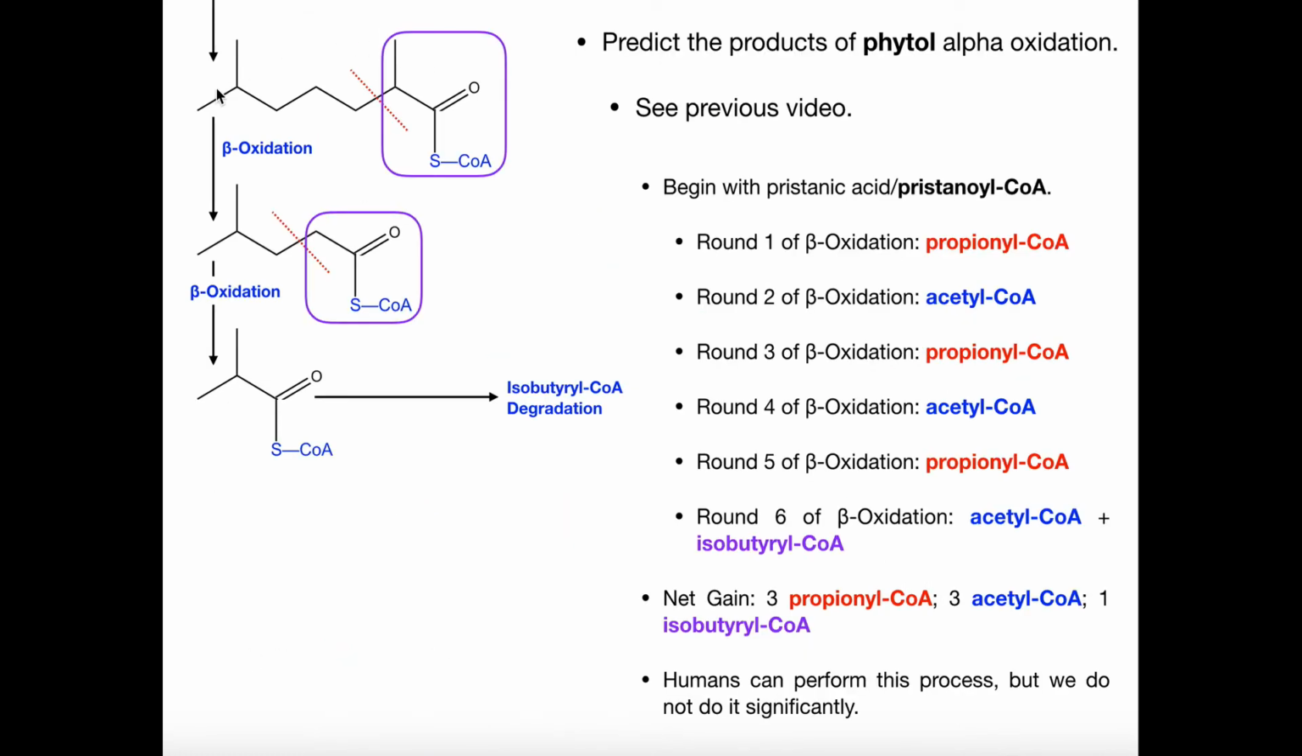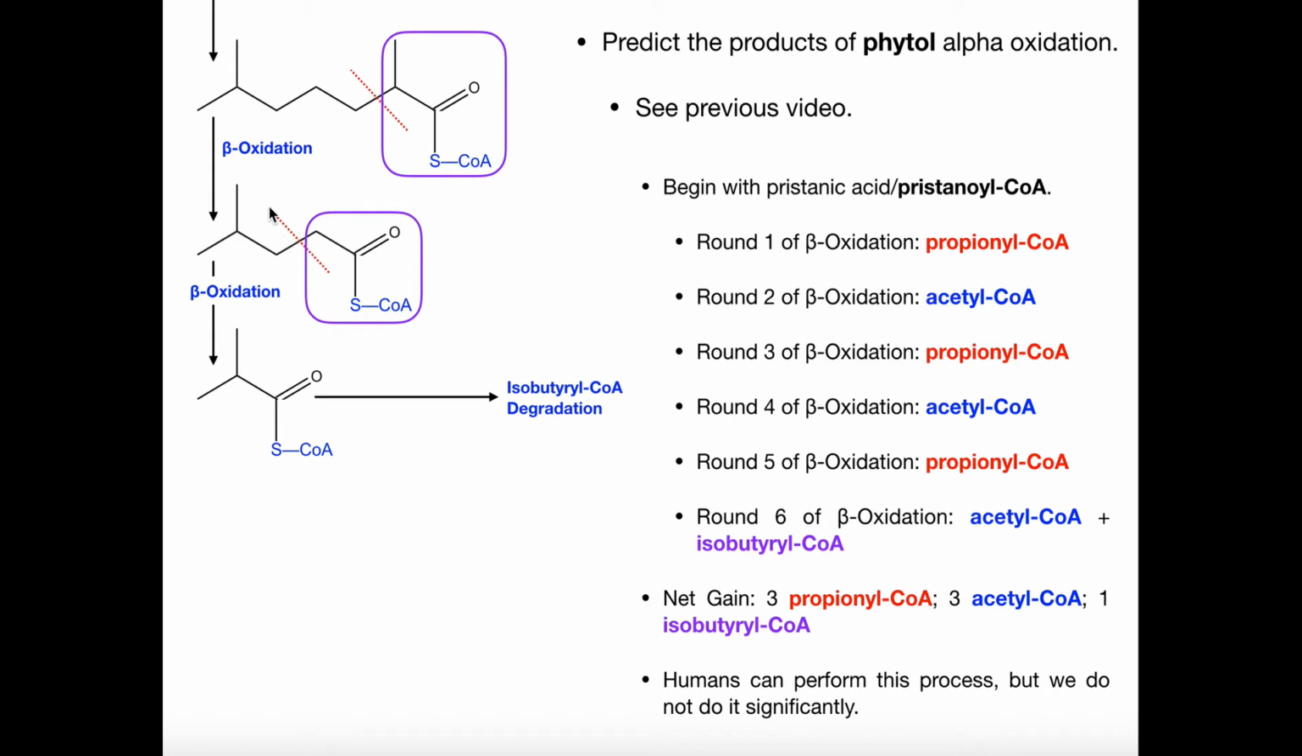So, we've got this right here from the previous slide. Let's run it through another round of beta oxidation. This is round number 5, so we're going to split it right here. And of course, we're going to get off a 3-carbon fragment again. So round 5 yields a propionyl-CoA. Then let's run it through one more round, the 6th round of beta oxidation.